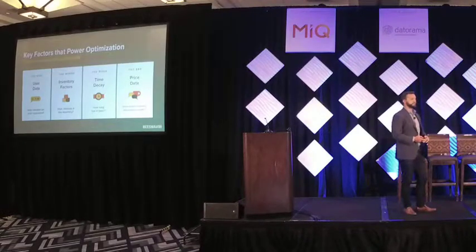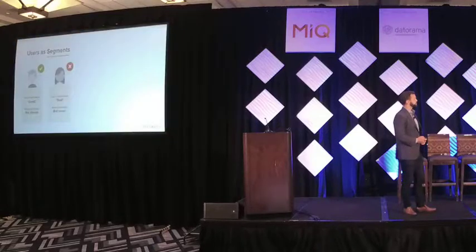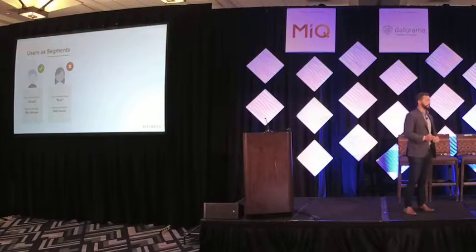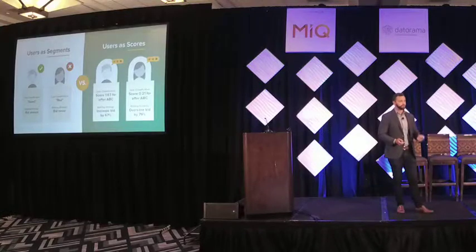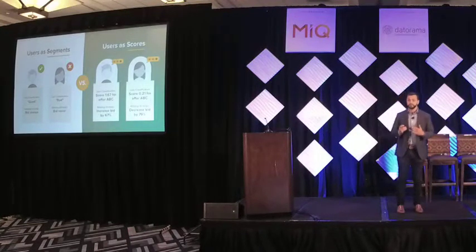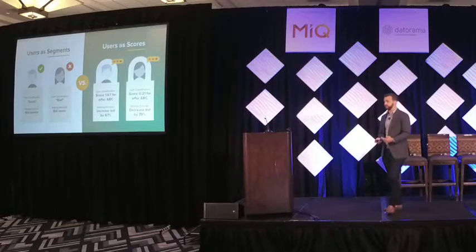And then the dollars, which is price data, how much you're actually going to bid for these individual auctions. Now, historically, it was always users as segments. This user is good, this user is bad, bid, no bid. In the modern era, you have the opportunity to actually value individual users and bid on them accordingly. And that can have a huge, huge impact on your ability to make the most of your first-party data.